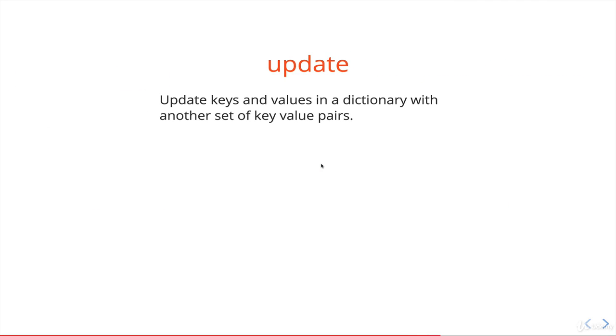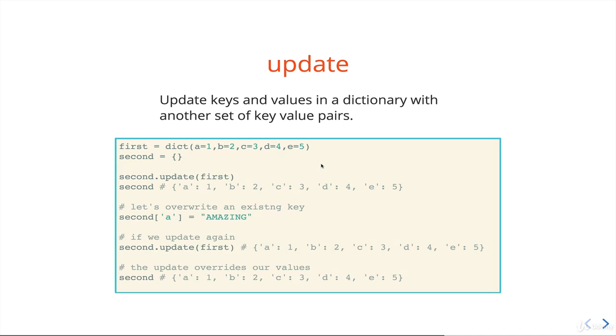Lastly, we have update. So what update will do is it will take a dictionary and update a set of keys and values into another dictionary. So let me just show an example here. Here we have first, which is a dictionary, same one we've been working with. A is 1, B is 2, and so on. And then we have an empty dictionary set to the variable name second. And if I do second.update(first), what it will do is take everything in first and add it to second.